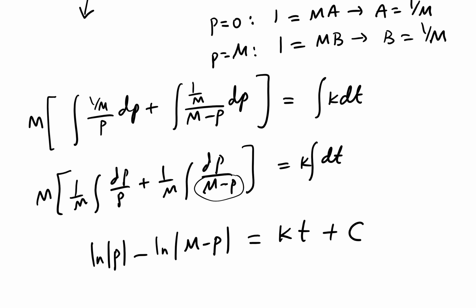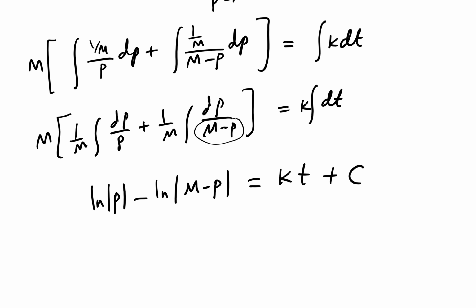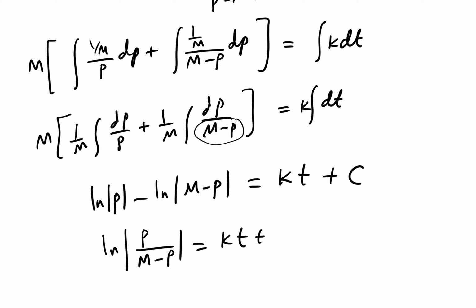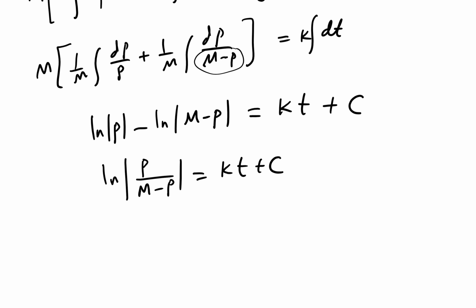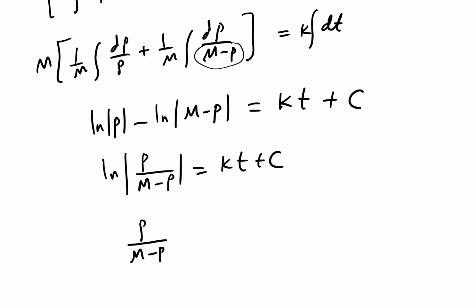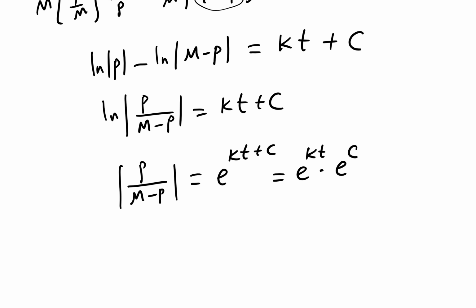The idea here is to solve for P, the population. So how do you solve for population? We can combine this into one ln. Then exponentiate both sides, e to both sides. Which can be written as e to the kt times e to the C. Then P over M minus P is plus or minus e to the C times e to the kt, if you want to drop the absolute value.